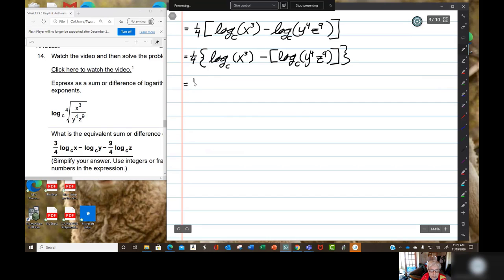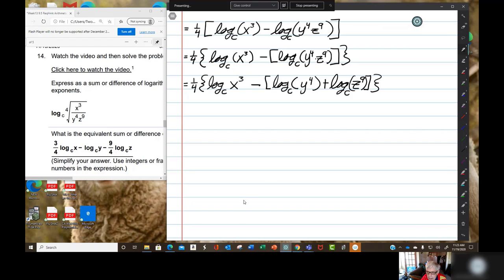Now we've got 1/4 brace log base C of x to the third minus bracket, log base C. This is a product, y to the fourth times z to the ninth. So we're going to have log base C of y to the fourth plus log base C of z to the ninth, parenthesis, bracket, brace. Well, all right, equals.